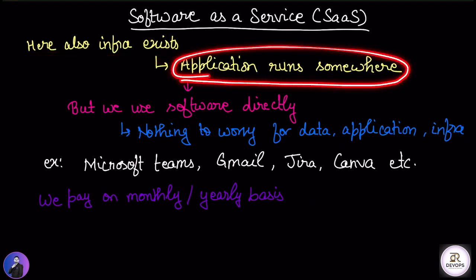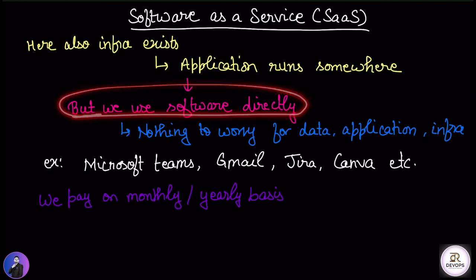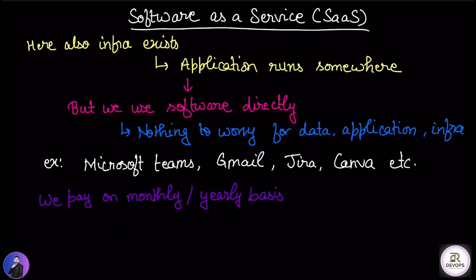Then software as a service. Here also infra exists, but we don't need to manage it. The application runs somewhere, and this application doesn't belong to us. We use this software directly. For example, Google has Google Drive and Google Docs. We are using their software, and the data which is stored is their headache. We are just using their services. So we don't need to worry about data, application or infra. We just need to use the software.